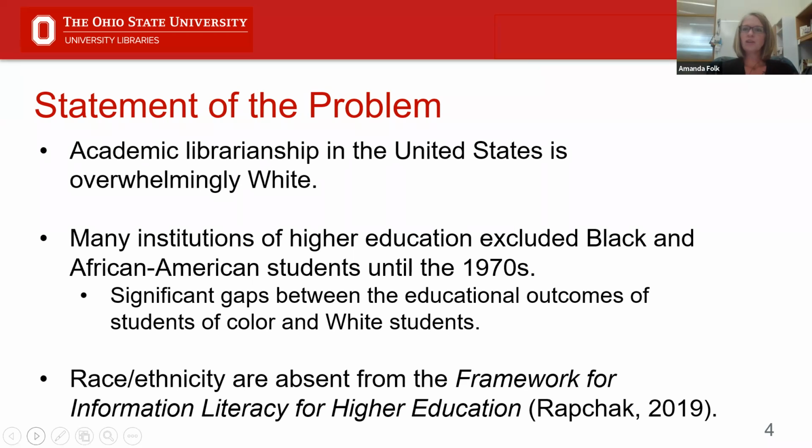In addition, we know that academic librarianship in the United States is overwhelmingly white in terms of race, and many institutions of higher education completely excluded Black and African American students until relatively recently, the 1970s. As a result of that, significant gaps between the educational outcomes of students of color and white students remain. In addition, race and ethnicity are strikingly absent from our guiding document, the Framework for Information Literacy for Higher Education.